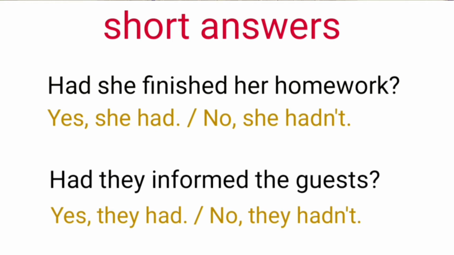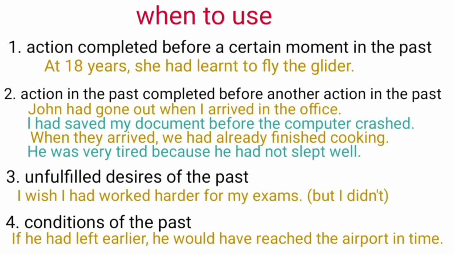While answering yes-no questions, we don't simply say yes or no, neither do we use the full sentence of the question in the answer. If the question is, had she finished her homework? Answer is, yes, she had or no, she hadn't. And if the question is, had they informed the guest? Answer is, yes, they had or no, they hadn't. Here, contractions can only be used in the negative answers.